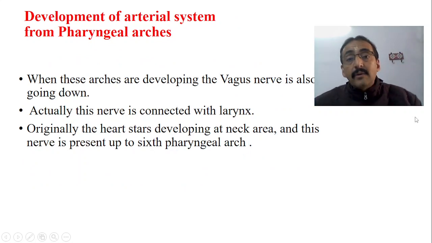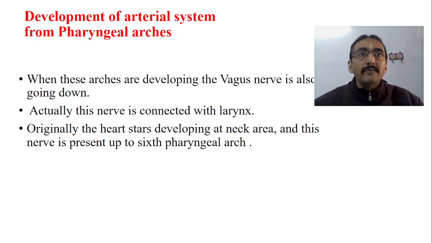When these arches are developing, another important thing is the vagus. Along with the arches, the vagus nerve is also going down. That is how the vagus nerve reaches the heart. Most cranial nerves do not come down beyond the esophagus, but the vagus is one nerve that even comes down to the heart, and even up to the intestinal area. Actually, this nerve is connected with the larynx.